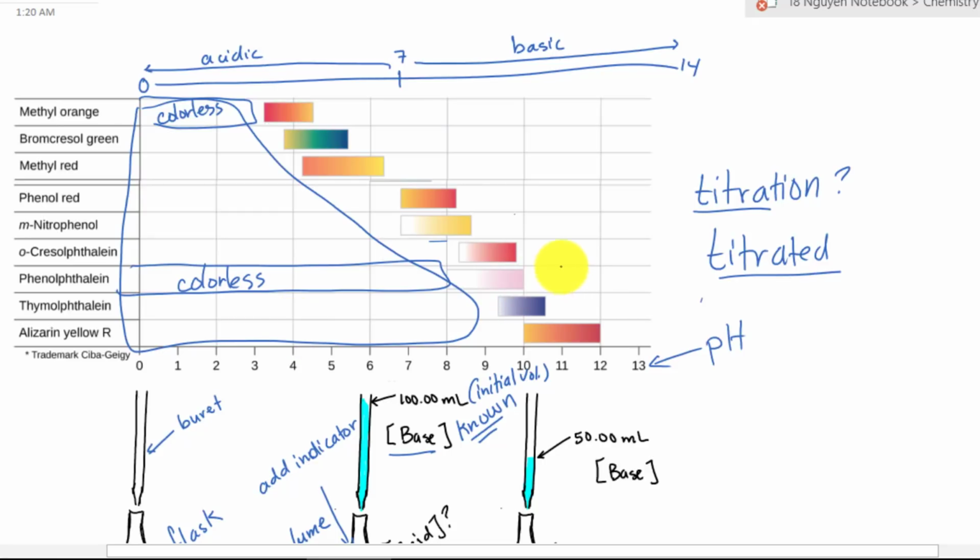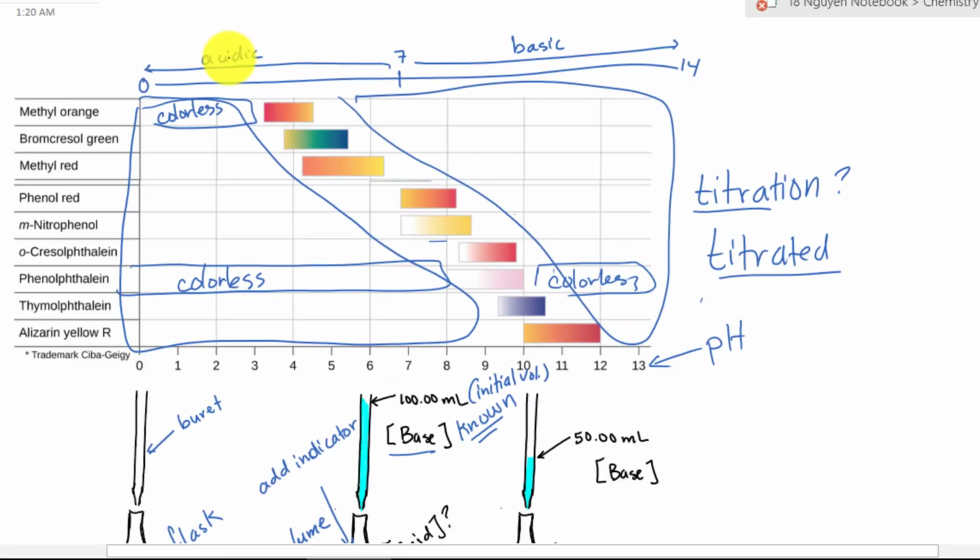But what happens when you bypass this? This is also colorless as well. So this range of color happens in a specific range of pH for a different indicator.